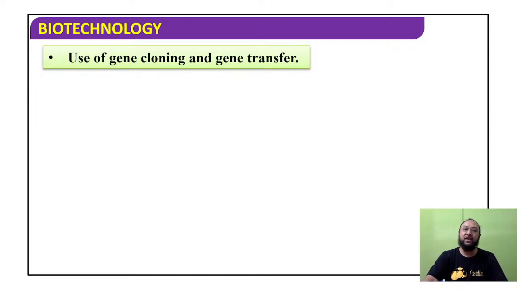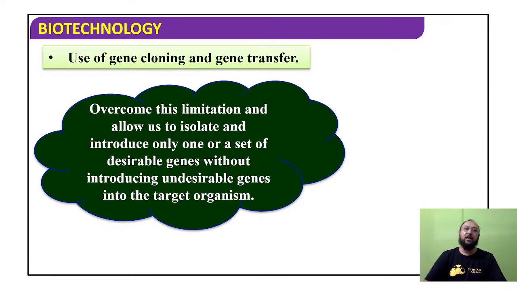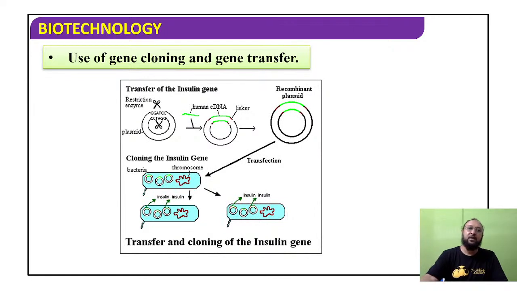Now, use of gene cloning and gene transfer overcomes this limitation and allows us to isolate and introduce only one or a set of desirable genes without introducing undesirable genes into the target organism. So this is the advantage of genetic engineering. Transfer of insulin gene: how? The restriction enzyme we are cutting.